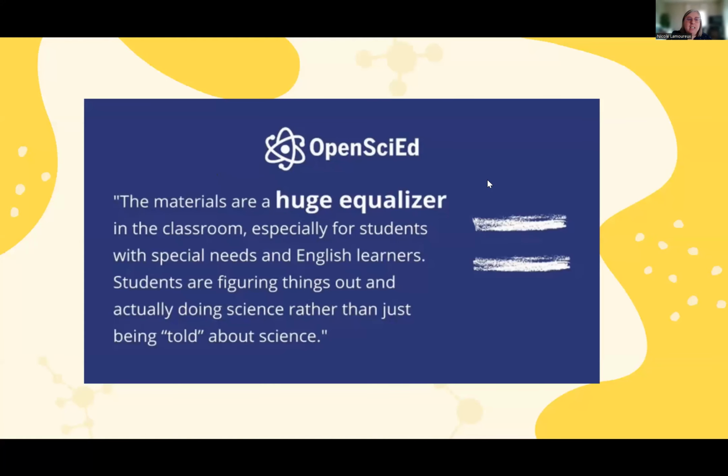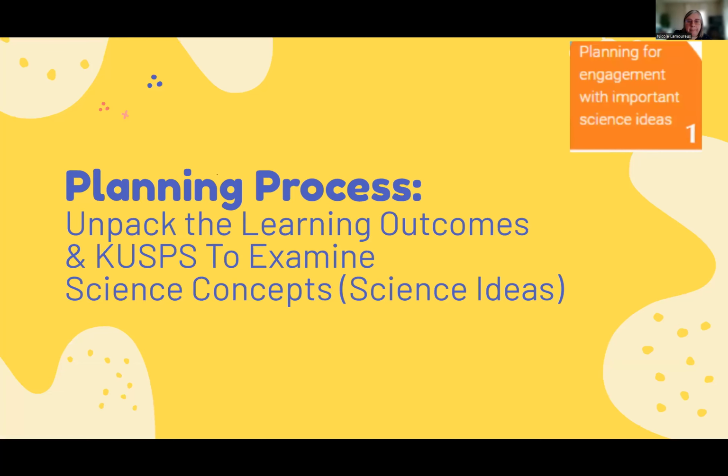So in the United States, they call them materials or resources, and they are a huge equalizer in the classroom, especially for students with special needs and English learners. Students are figuring things out and actually doing science rather than just being told about science. Now I'm going to walk through the planning process of the resource that you're going to receive today. I'm going to start with the learning outcomes, then unpack the cusps, and then look at the science ideas behind it.